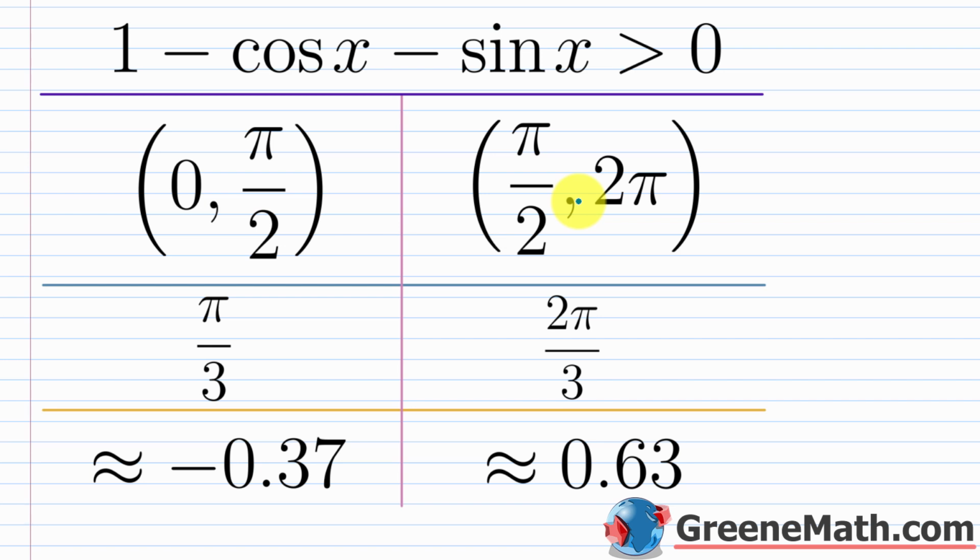If it's negative, then it's not. So between 0 and pi over 2, I'm going to pick pi over 3. Plug that in. You're going to get about negative 0.37. Again, I don't care what the value is. I just want to know if it's positive or negative. Because it's negative, it's not going to work.